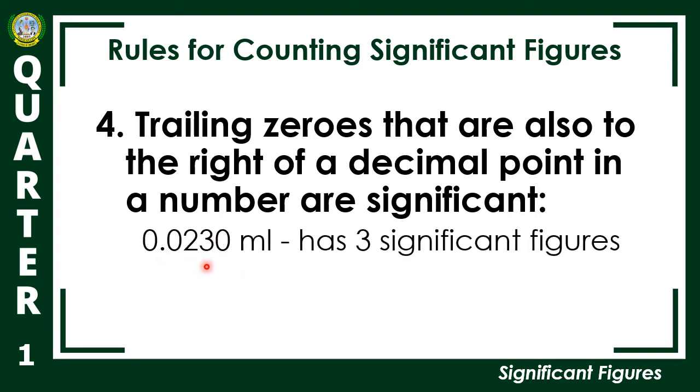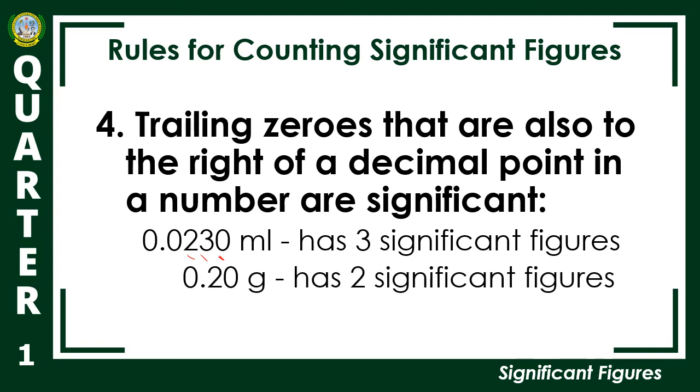Okay, so ito pong number na to. So, this number, 0.0230 milliliters, has three significant figures. So, ano po yung tatlong yon? Of course, yung non-zero natin. So, dalawa na yan. And then, sabi nga dito, trailing zeros to the right. Ito yung decimal point natin. At ito yung right side niya. Ang trailing zeros po, yung nasa dulo, is itong digit na to. Yung zero na nasa huli. So, meaning, it is also significant. Therefore, it has 1, 2, 3, 3 significant figures.